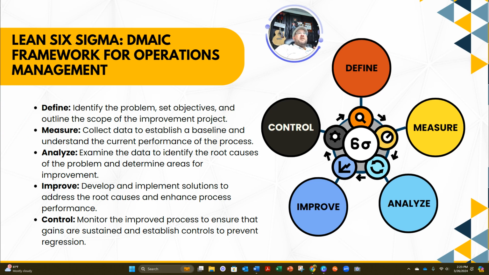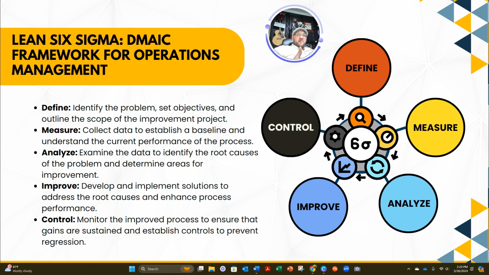When we look at Lean Six Sigma, the DMAIC framework: define, measure, analyze, improve, and control. Define is where we're going to identify the problem, set objectives, and outline the scope of the improvement project. Later on during the project management portion, we'll talk more about this, about scope and how to identify and set expectations for projects.